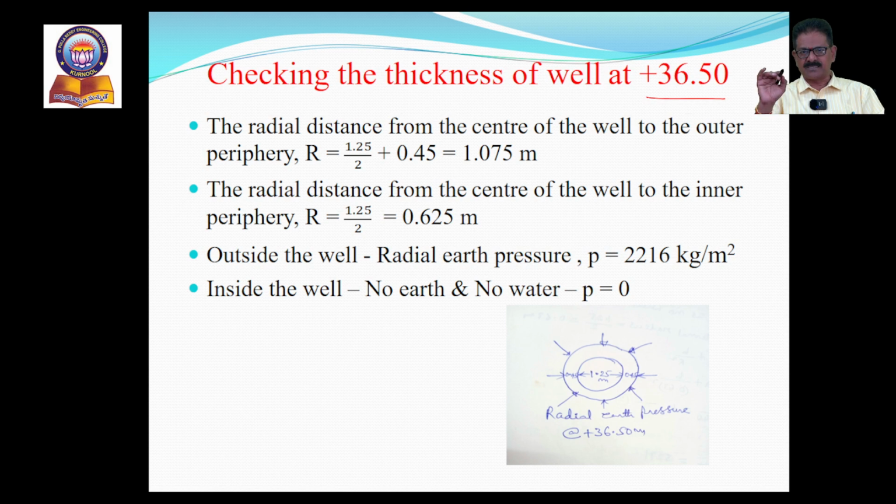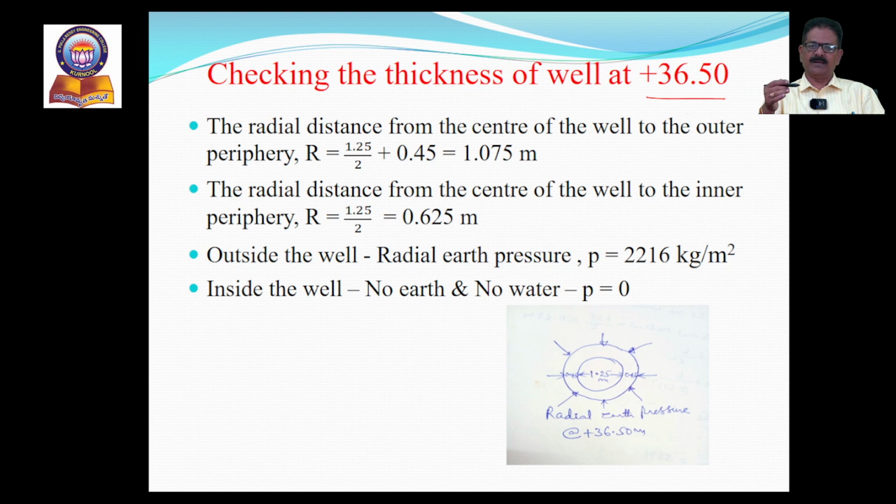The radial distances for the outer periphery as well as the inner periphery of the well from the center of the well are 1.075 meters and 0.625 meters respectively. Similarly, outside the well, the radial pressure is already calculated as 2216 kg per meter square. And inside the well, there is no water and no earth, therefore P is equal to 0. So these are the boundary conditions.